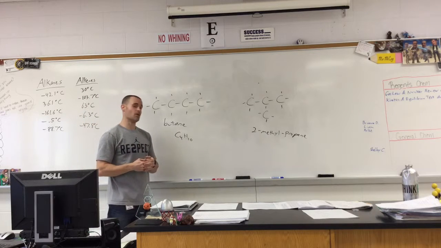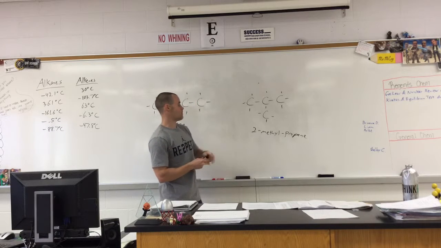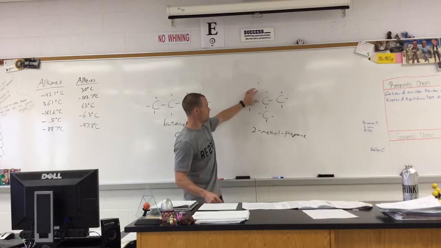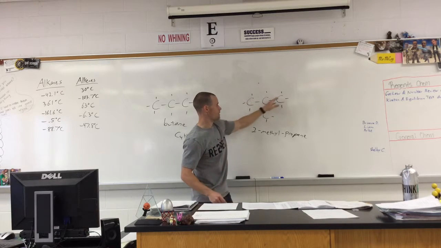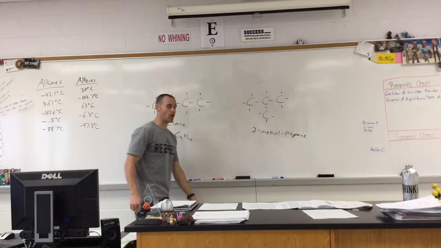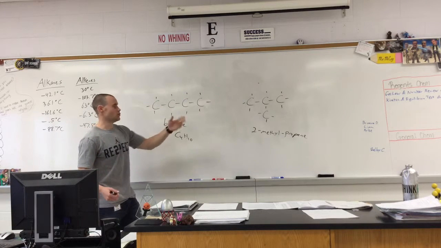And that's actually all we can do. There's not another one we can make because if we take this carbon and put it here, then that's 3 in a row here, and that would be 2-methyl. So really, 2-methylpropane is all we can do. So butane only has one isomer, 2-methylpropane.